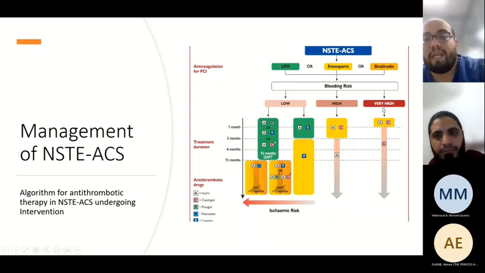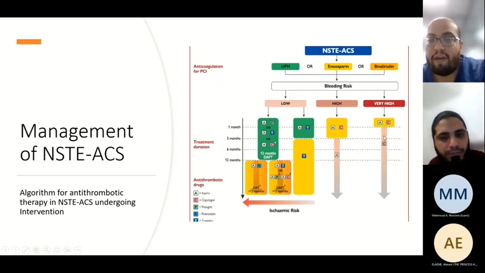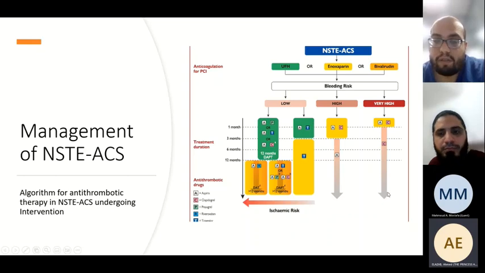If you're considering that the patient is very high risk, like that lady that we were discussing, she will only receive a choice of clopidogrel and an aspirin for 1 month, and afterwards she will have clopidogrel throughout.